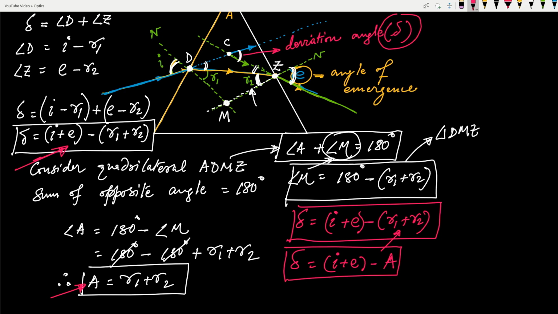So you need to remember these two formulas: the formula for A, that is the angle of prism, A is equal to R1 plus R2, and this relation, delta is equal to I plus E minus A. These are the two formulas which are very important, and this will help to solve MCQs very quickly. Okay, now let's look into some numerical problems in order to solidify the concept.